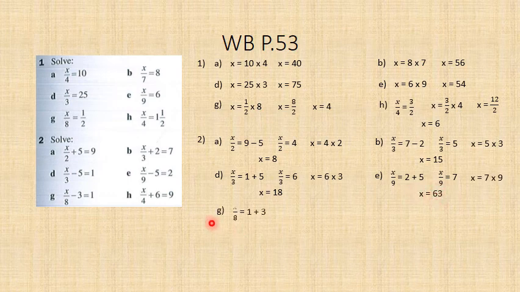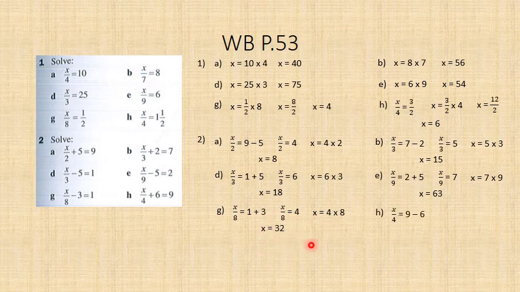In question G, it's the same thing. It's x over 8 minus 3 equals 1. So I make the inverse operation. So it's going to be plus 3 on the other side. So x over 8 equals 1 plus 3, which equals 4. Then multiply by 8. So x equals 4 times 8, which is 32.